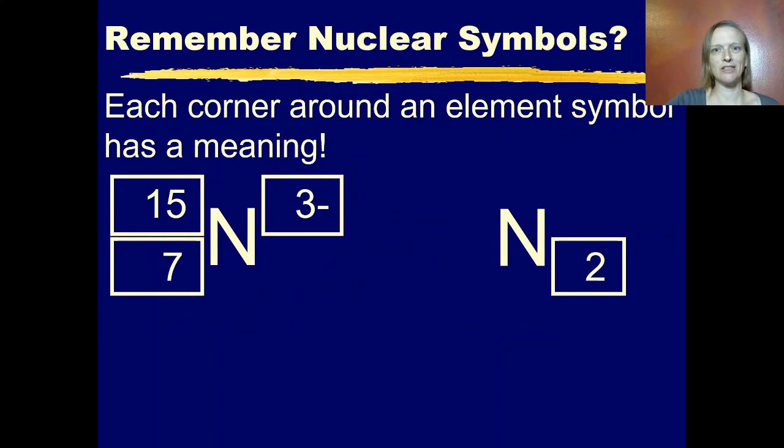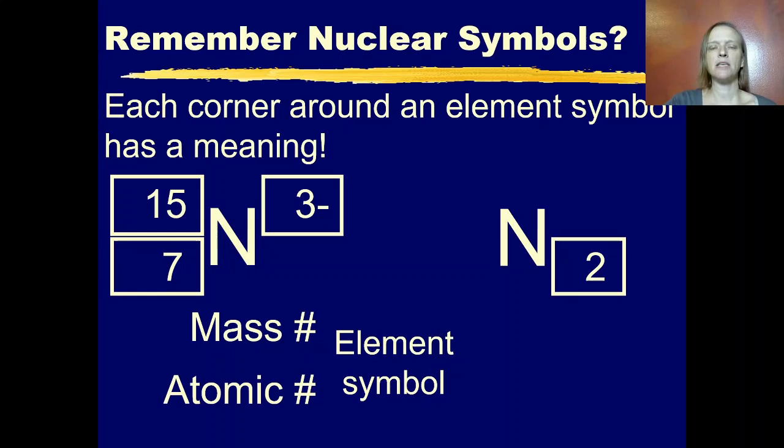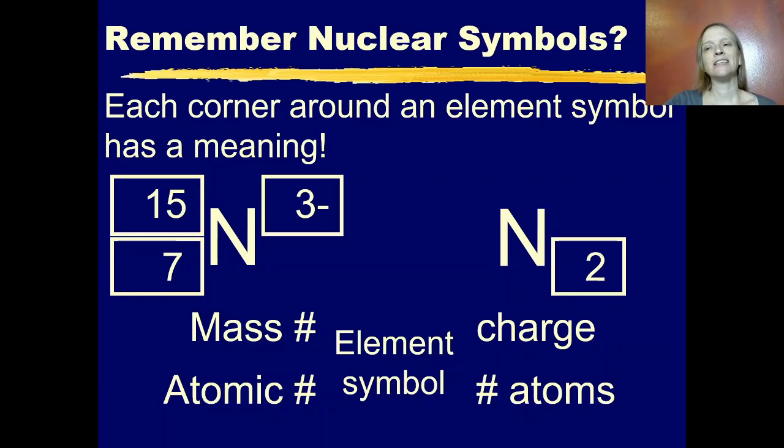One more reminder before we get started. I want to remind you that each corner around an element symbol has a meaning. We first learned about this when we talked about nuclear reactions, but each of these corners, top left, top right, bottom right, has a different meaning. So let's just remind ourselves what those meanings are. Around the element symbol, the top left gives us the mass number, the bottom left gives us the atomic number, the top right gives us the charge, and the bottom right gives us the number of atoms. And we're going to be doing a lot with the charge and the number of atoms today. So those are kind of the two positions that we'll be using.